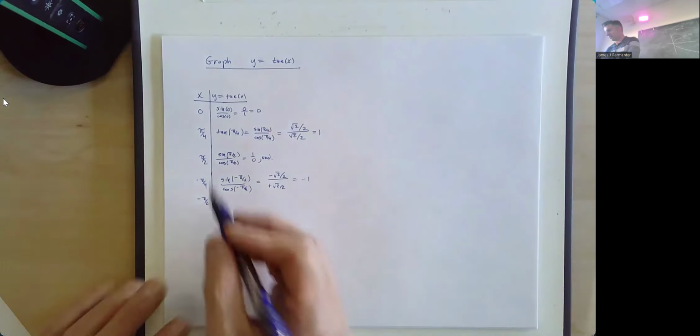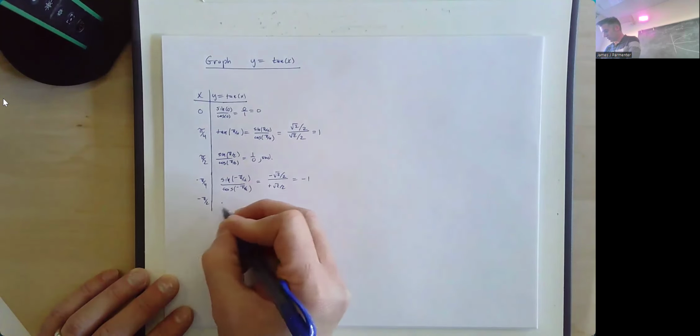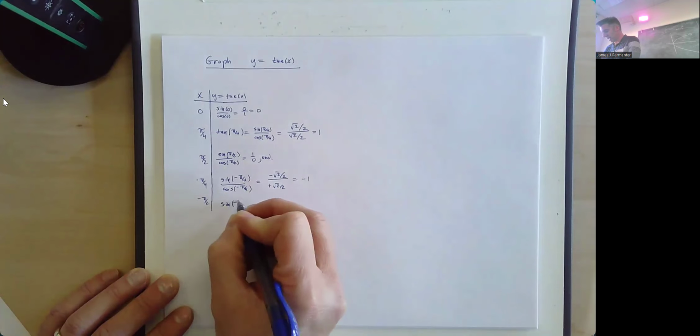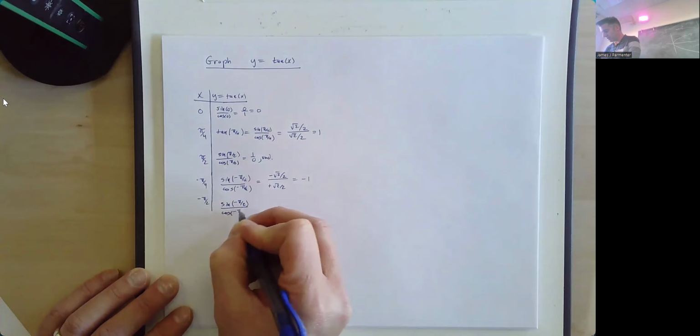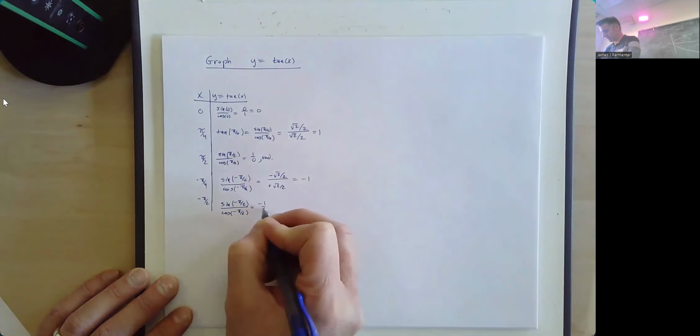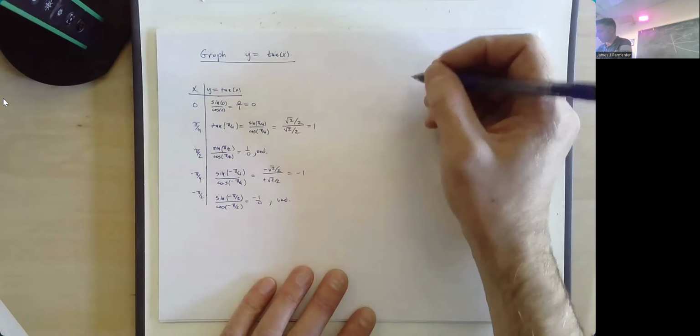And then just like pi over 2, negative pi over 2 tangent is also going to be undefined. Sine of negative pi over 2 is negative 1. Cosine of negative pi over 2 is still 0. That's still undefined. So let's see what we can plot.